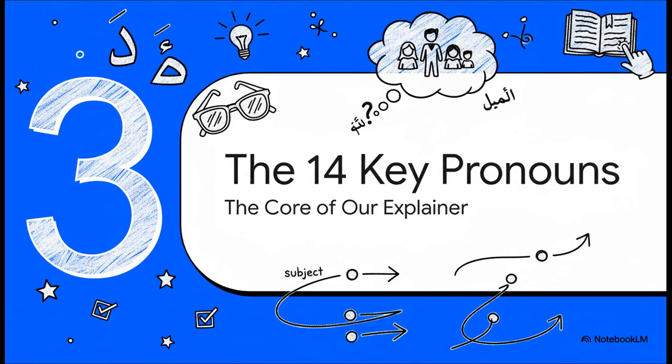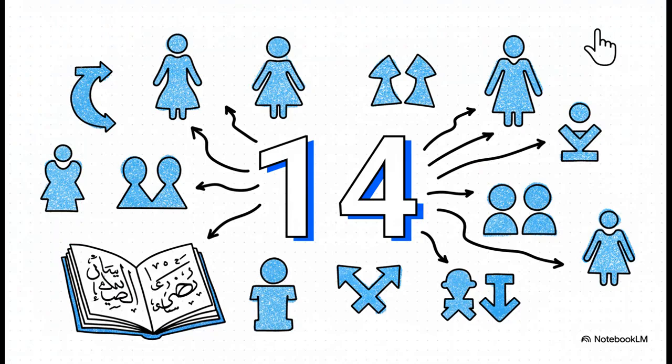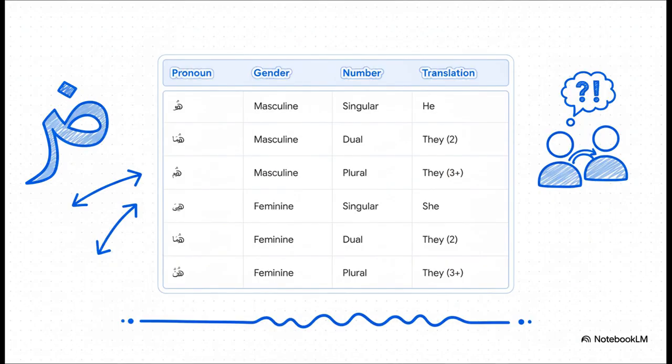Okay, so now that we've decoded the terminology, let's get to the main event, the full set of pronouns you need to know. Now, you might be thinking in English we have, what, a handful of these? Well, Arabic grammar is incredibly precise. It gives us this beautiful, complete set of 14. Whoa, okay, here they are. Now, don't get overwhelmed. This table is actually your best friend.